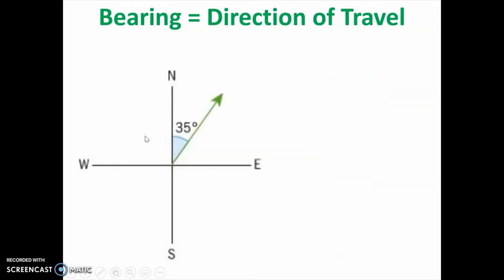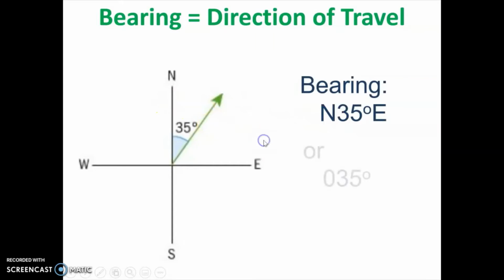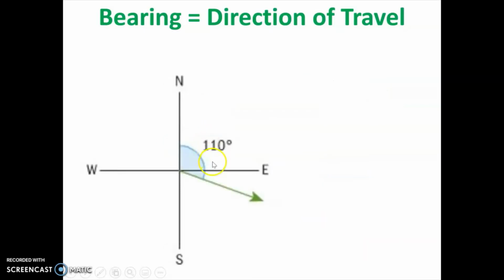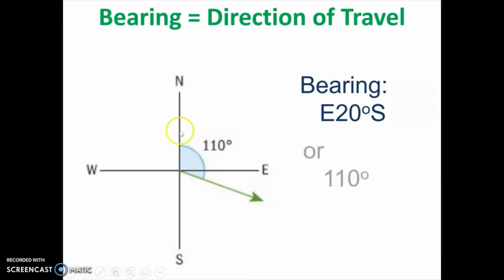How about this one? What's this bearing? Well, writing it this way, north 35 east, or just 35 degrees, because that's 35 from north. How about, let's see, oh, east 55 north also, east 55 degrees to the north. All right, one more. How about this one? We have a bearing of east 20 degrees to the south here, because this would be 90, and then 20 more to make 110, or just 110, because it's 110 from north.